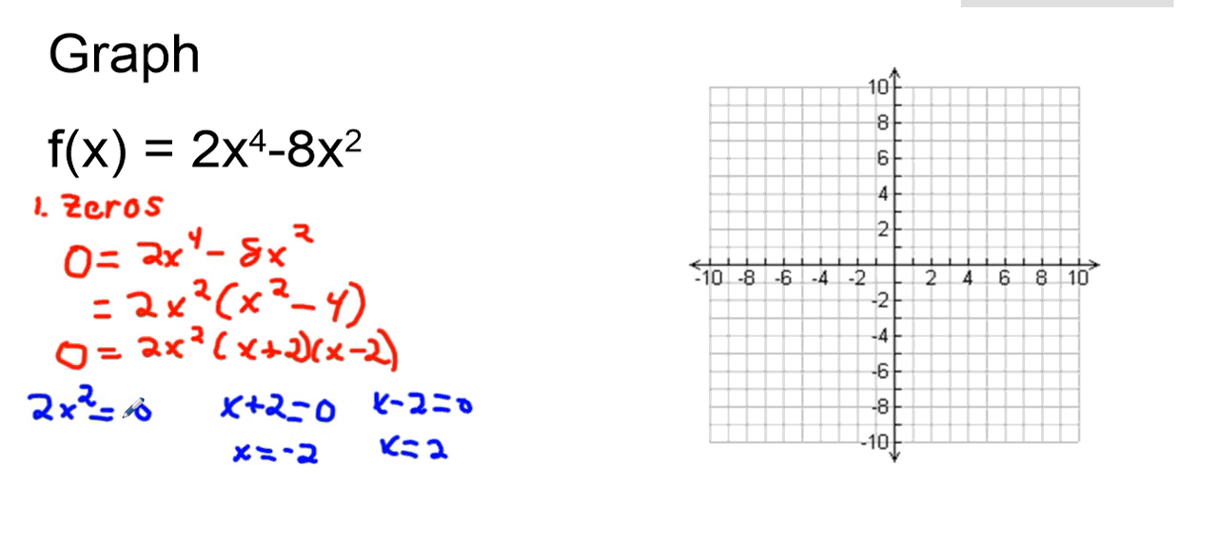I've got two zeros. This is the one we want to focus on. Solving for 0 will be dividing by 2. 0 divided by 2 is still 0. I'm going to square both sides, and I get x is 0. Now we have three zeros: 0, negative 2, and 2.